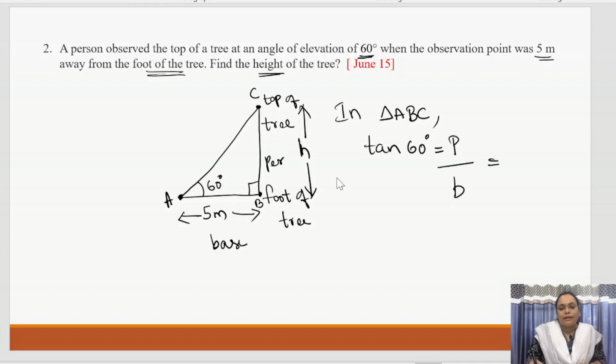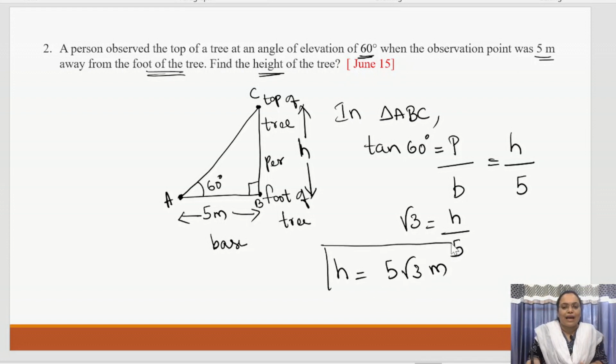What is perpendicular? Perpendicular is height, h, and base is 5. What is the value of tan 60? It is root 3. So root 3 is equal to h by 5, and you will get h is equal to 5 root 3 meters. So the height of the tree is 5 root 3 meters.